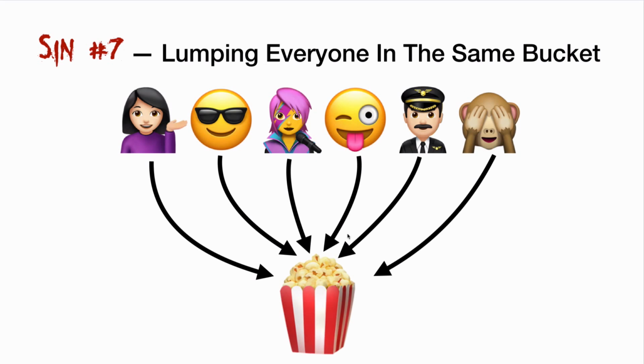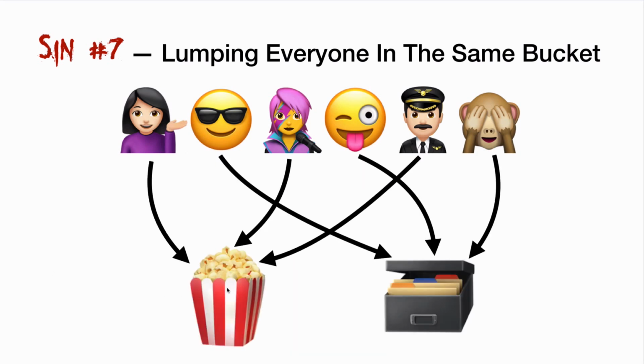Sin number 7 is another big one, lumping everyone into the same bucket. So when somebody completes the self-test, you don't want to treat everyone the same because everyone is at a different stage. Some people are ready for a consult right away. Some are still thinking about it. So what you want to build into your quiz is segmentation. You want to have multiple buckets so that you can follow up with every prospect in the right way.